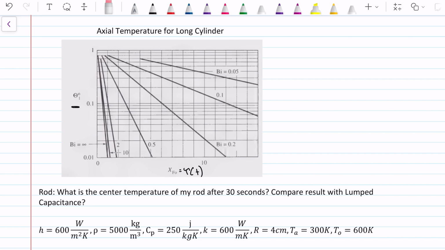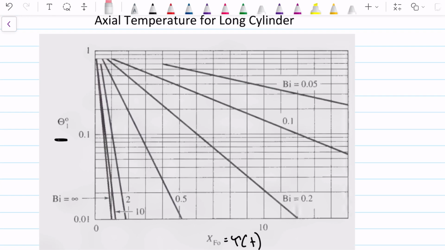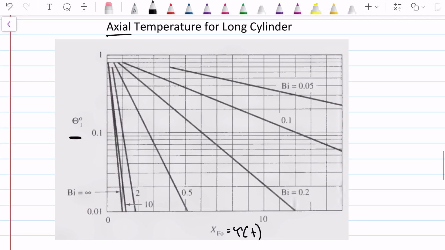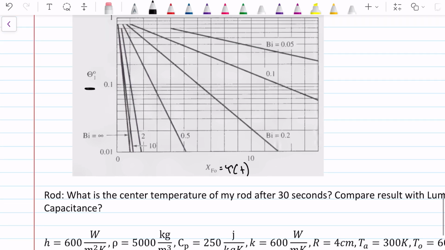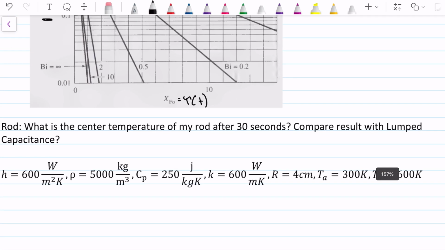So let's look at a case for a cylinder. This is a plot graphing the center temperature, or axial, for a long cylinder, and it's plotted against Fourier numbers for given Biot numbers. So let's do a problem. What is the center temperature of my rod after 30 seconds? Compare that result with lumped capacitance, and we're given a bunch of values.